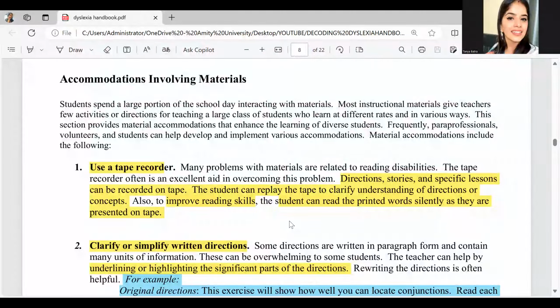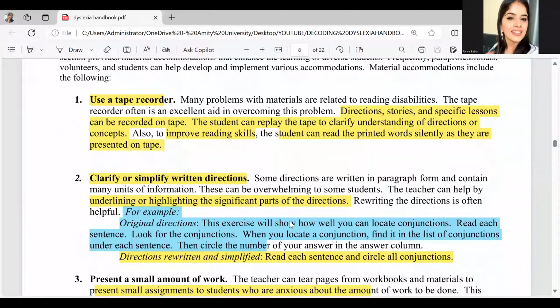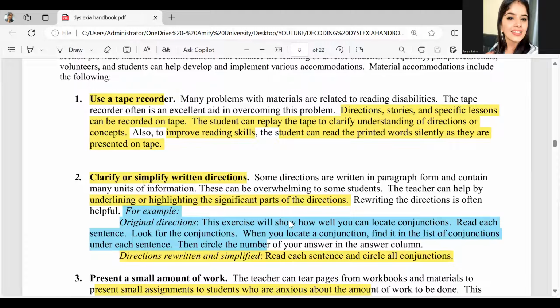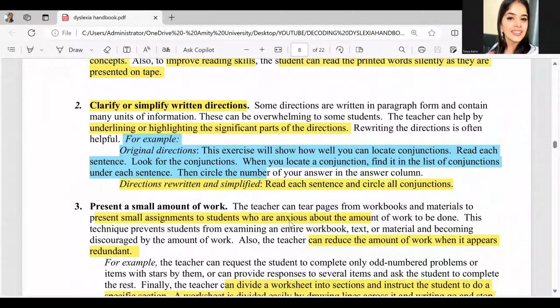The content that I'm teaching to the other children, the same content I have recorded for the child who is having dyslexia. This is accommodation. I did not reduce the content, did not reduce the level. I'm talking about the same content that I'm teaching to general category students. And I have used a tape recorder for a child who is having dyslexia. Directions, stories, specific lessons can be recorded on the tape so that the student can replay the tape according to his own pace. Okay.